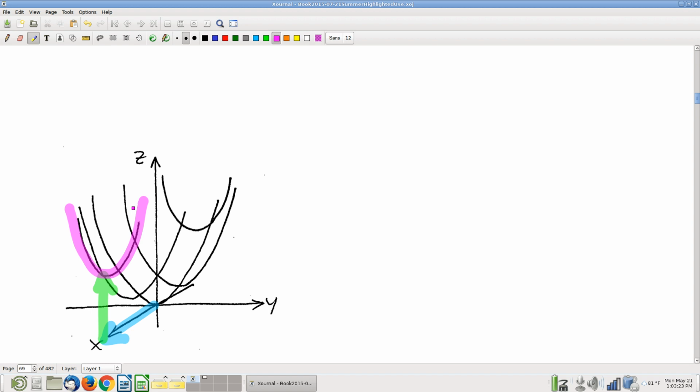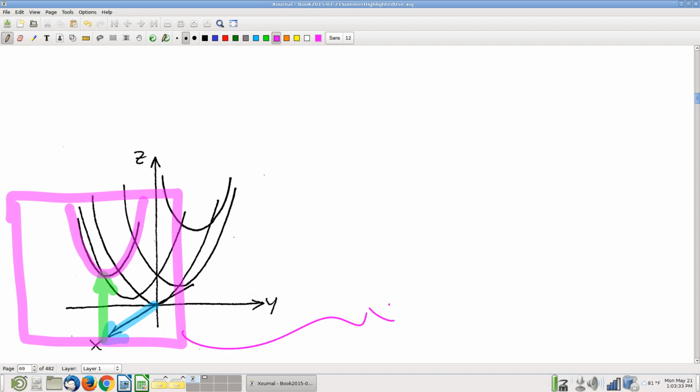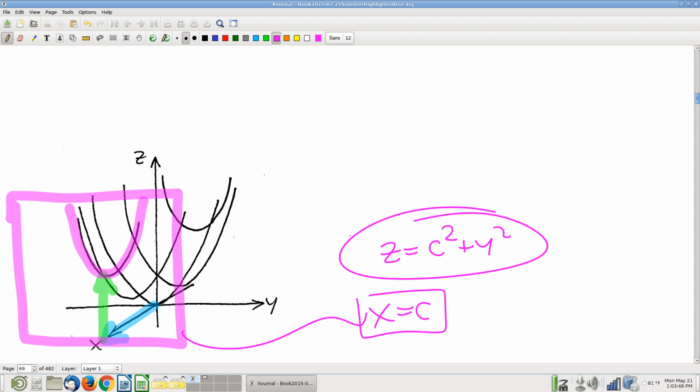I've got a plane here. This is the plane x equals c, right? And inside of that plane, I'm drawing the curve z equals c squared plus y squared. So I'm not setting y equal to 0. Side note, the vertex of a parabola happens to be where y equals 0. That's not my choice. That's just how parabolas work. Does that make sense?